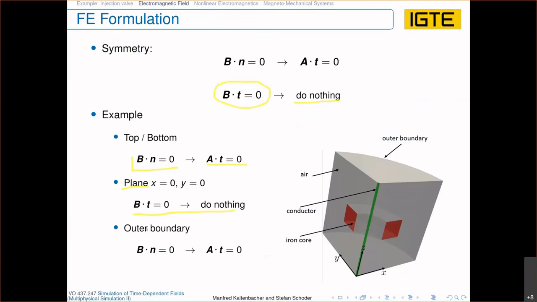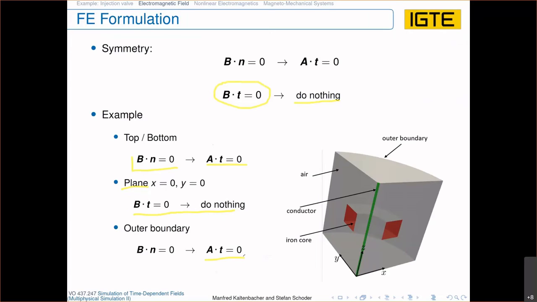That the outer boundary where the normal component of B has to be equal to 0. So in this sense, we again have our standard boundary condition where we set all degrees of freedom along all the edges on this surface equal to 0. So you see, the main part is that you should already have an idea how the magnetic flux lines or the magnetic field look at a symmetry boundary condition.